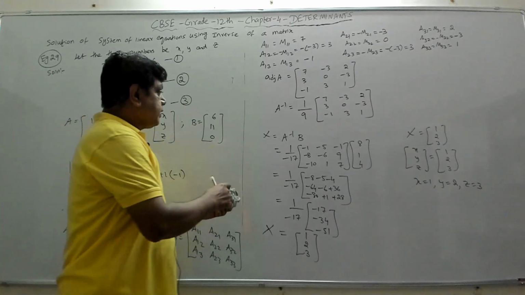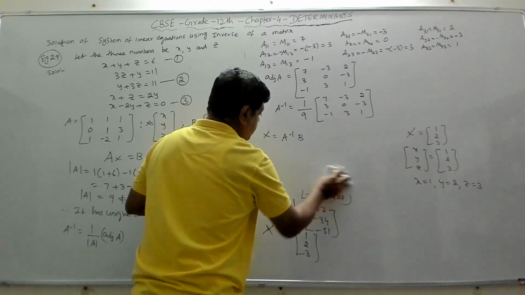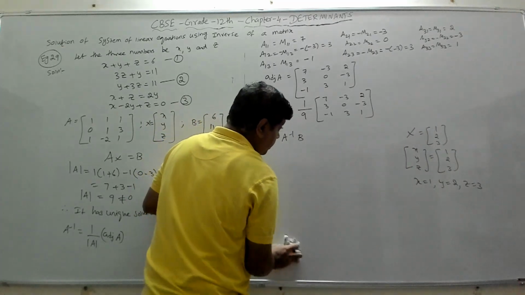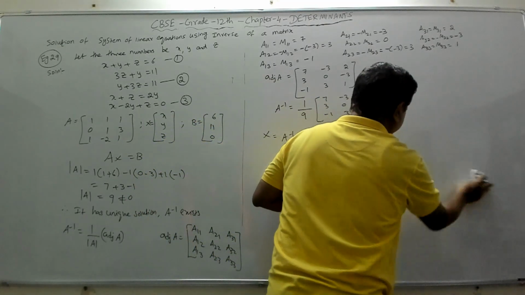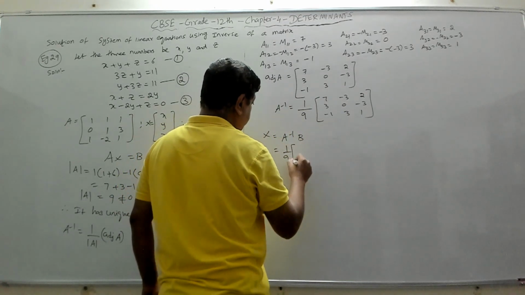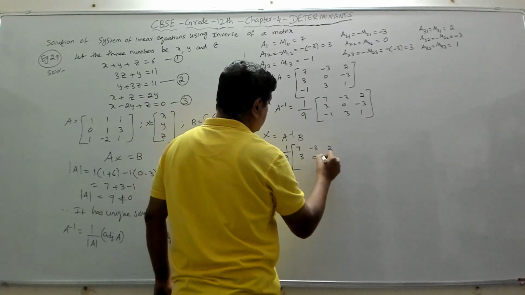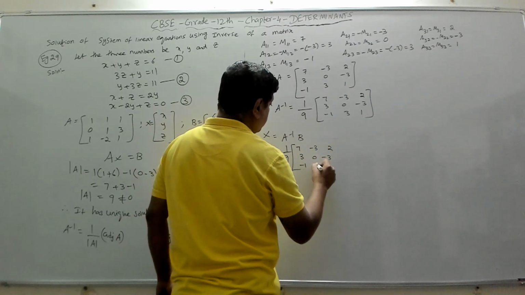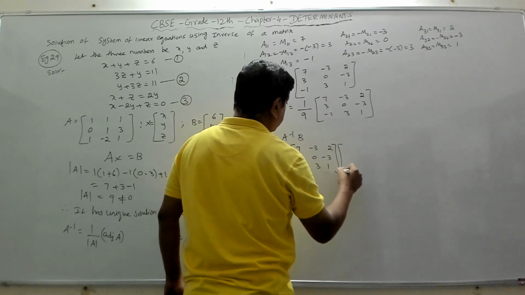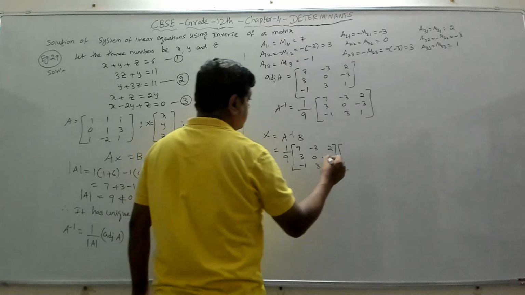Now we should find X. X is A inverse into B. So what is A inverse? A inverse is 1 by 9 of 7, minus 3, 2, 3, 0, minus 3, minus 1, 3, 1, into B. B is this matrix, 6, 11, 0.